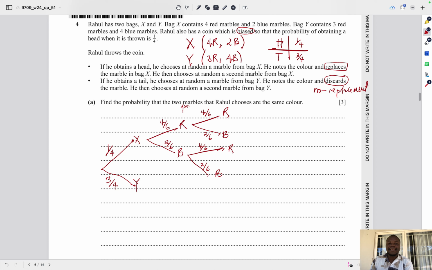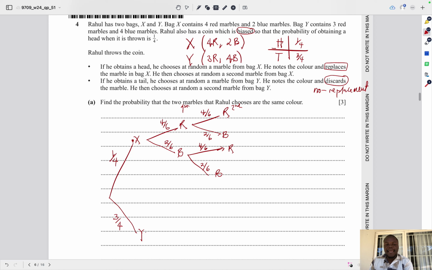This is now the second pick. I'm going to write that here, second pick. Very important. So now what we are going to do, let me actually try to extend this so that I have space. So this is for X, and then here we are going to have Y. Okay, so let's have Y nicely here. So that is bag X, and then here we are going to have bag Y. Remember, this is 1/4, and then this is 3/4.